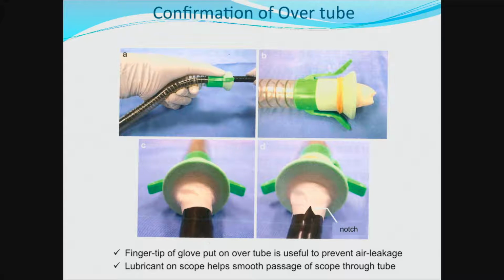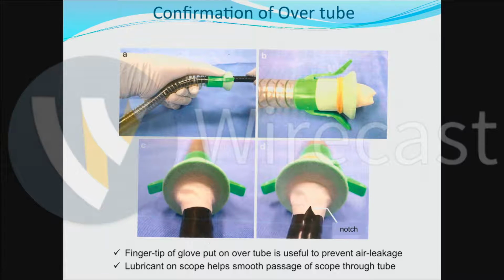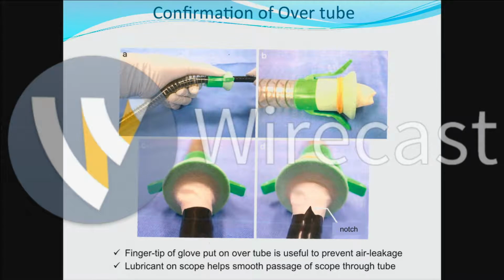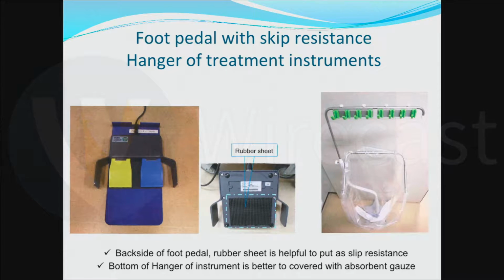An overtube is also necessary for upper GI ESD, and putting the fingertip of a glove over the overtube to prevent air from coming out is useful to prevent air leakage. The lubricant on the scope helps smooth passage of the scope through the tube. As for the accessories, the backside of a foot pedal rubber sheet is helpful for slip resistance. And the bottom hanger of the instrument is better covered with some absorbent gauze or something.